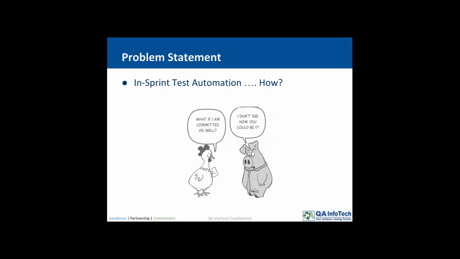So how do we make sure that test automation development goes hand in hand with the application development so that automated testing can be utilized effectively? How do we do in-sprint test automation and make test automation committed to the current sprint cycle? How can we enable our test automation frameworks to do in-sprint test automation?